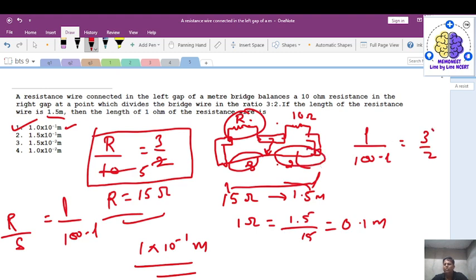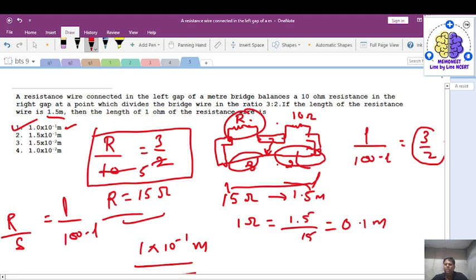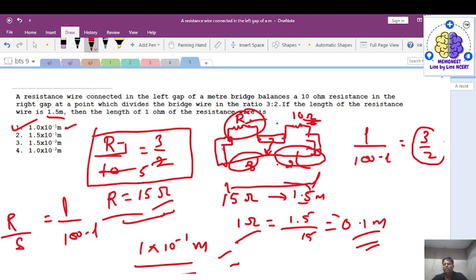That ratio has been given to us as 3/2. So if this ratio is 3/2, then R upon 10 should also be equal to 3/2. So from there we get that the unknown resistance is 15 ohm. Now for 15 ohm, the length required is 1.5 meter. Then for 1 ohm, the length required will be 0.1 meter, that is 1 into 10 to the power of minus 1 meter, right? So this is from a meter bridge. Potentiometer, right now it's not in your syllabus, so I have not included the numerical for that.